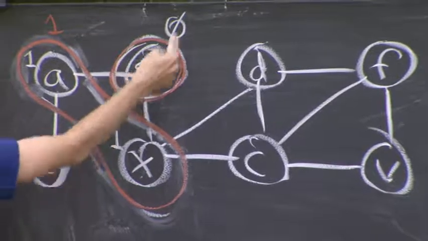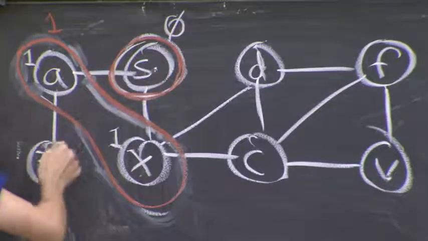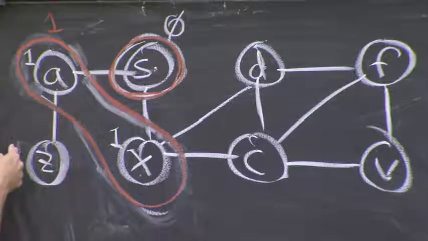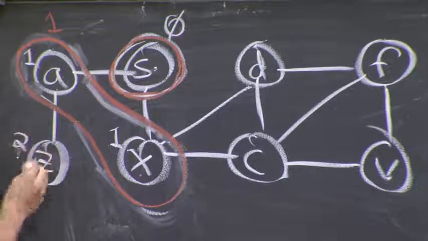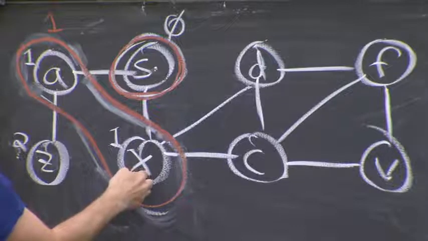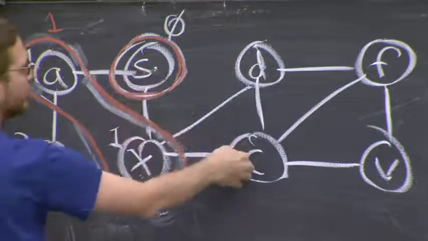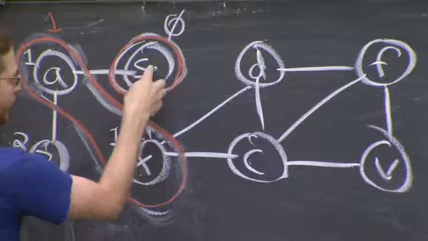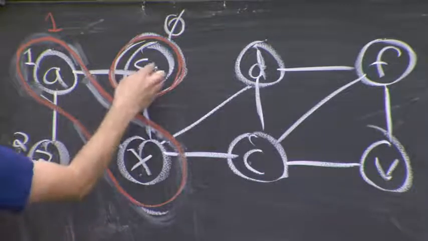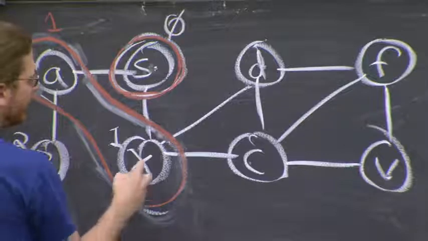S, we've already looked at it. It already has a level set, so we ignore that. So we look at Z. Z does not have a level indicated here, so we're going to set it to i, which happens to be 2 at this point. And we look at X. It has neighbors S, D, and C. We look at S again. We say, oh, we've already seen that yet again. So we're worried about this taking a lot of time, because we look at S 3 times in total.